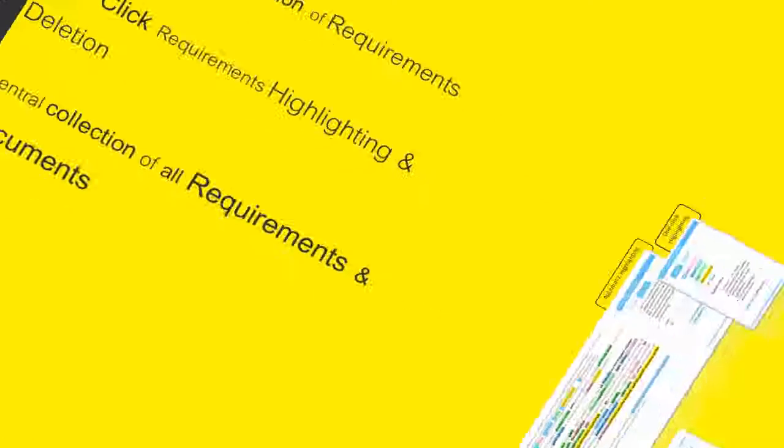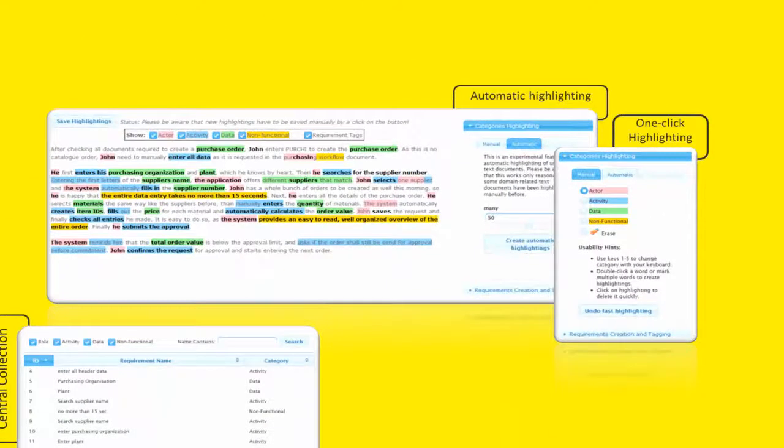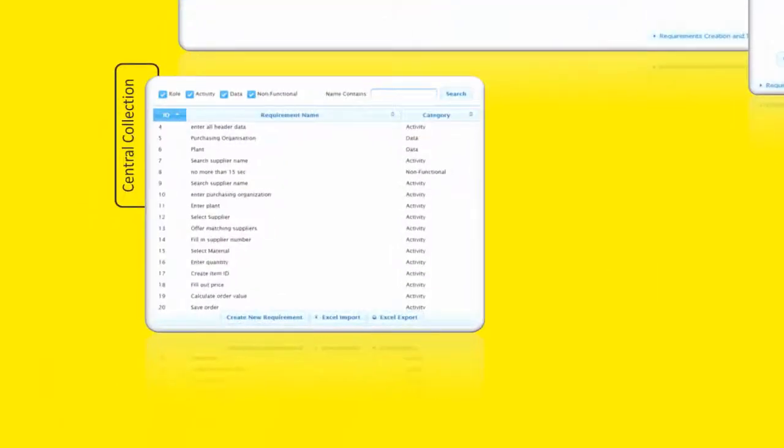With REMINER, you can highlight a text with just one click, as you would do with a text marker on a sheet of paper. Or you can even let REMINER automatically do the highlighting of important text passages for you. The central collection page gives you an overview of all requirements and their category.